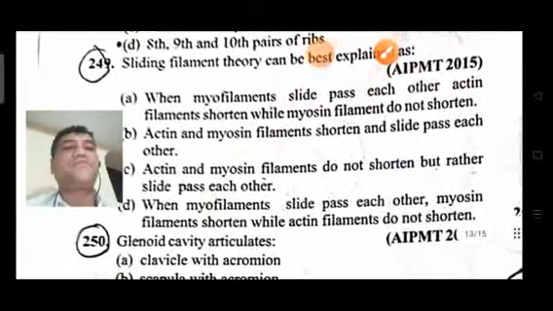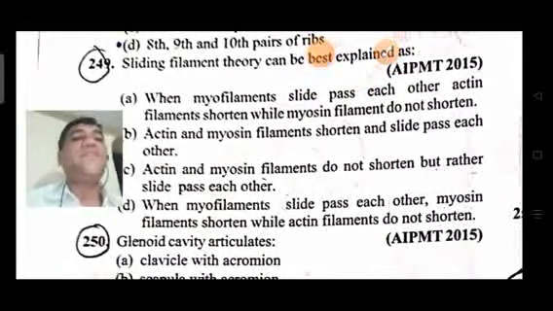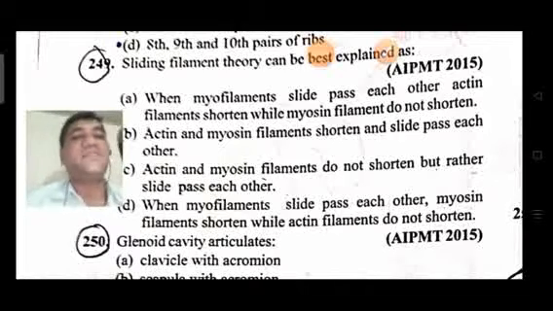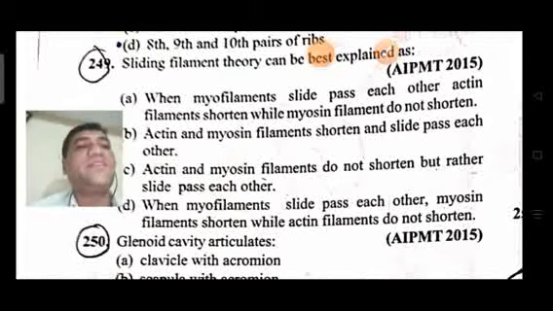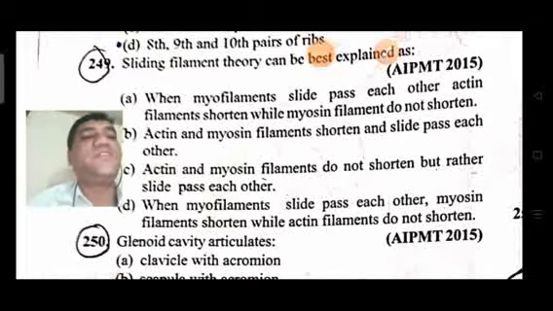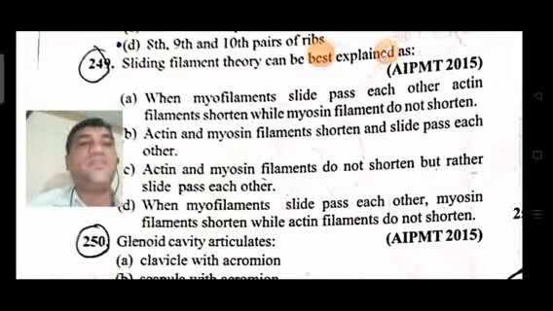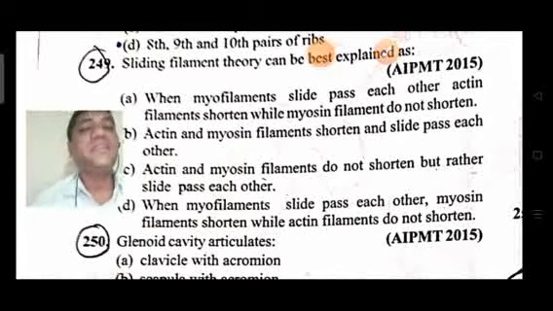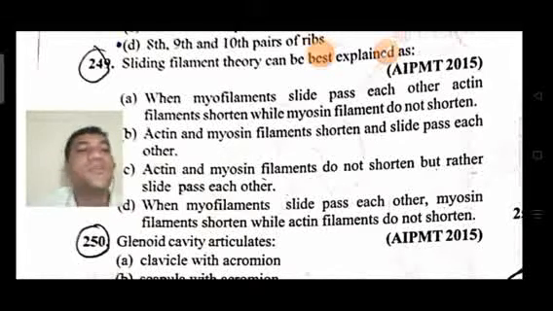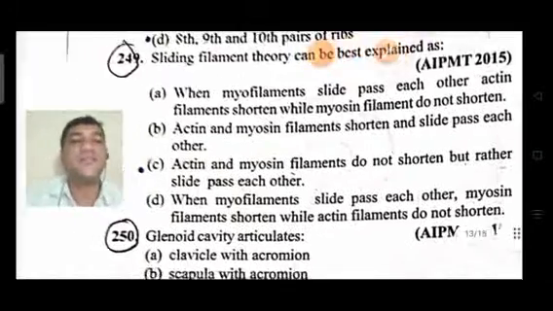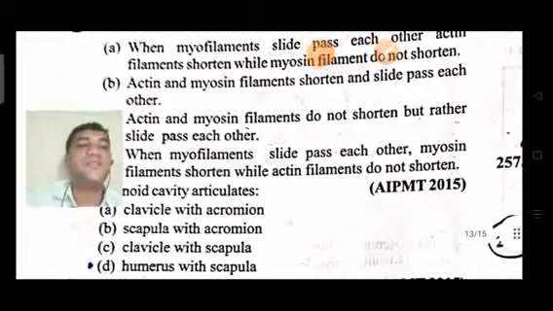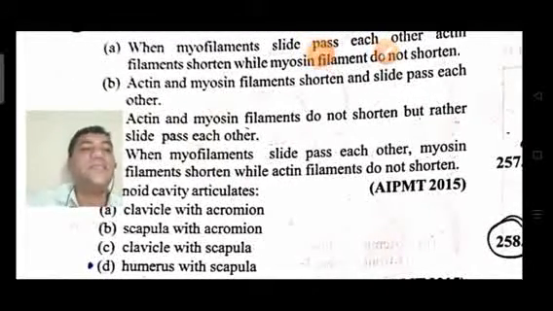Next, the sliding filament theory can be best explained as: when myofilaments slide past each other, actin filaments shorten while myosin filaments do not shorten; actin and myosin filaments shorten and slide past each other; actin and myosin filaments do not shorten but rather slide over each other; or when myofilaments pass through each other, myosin filaments shorten while actin.